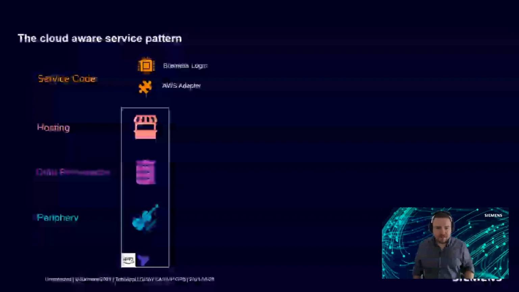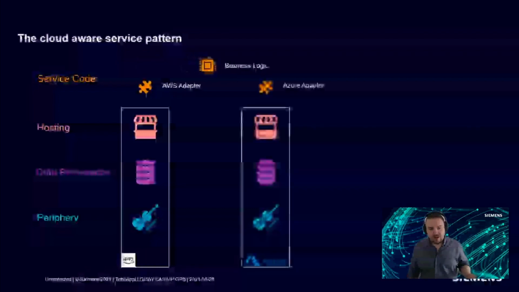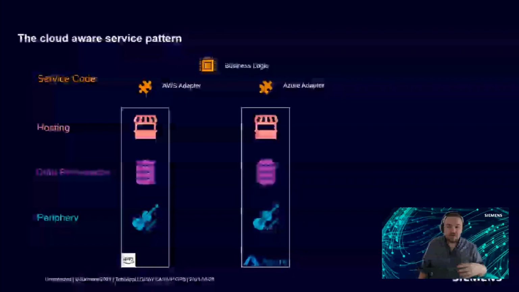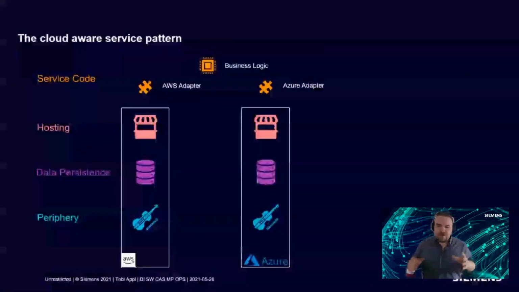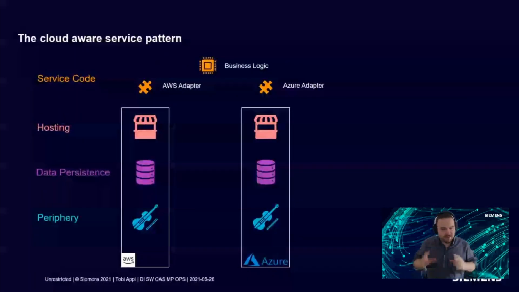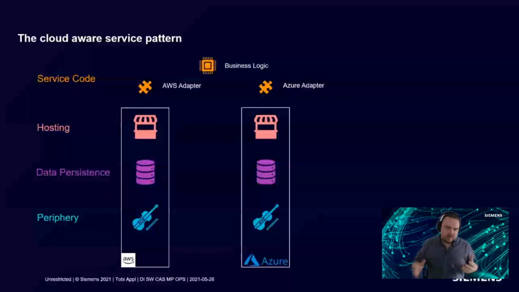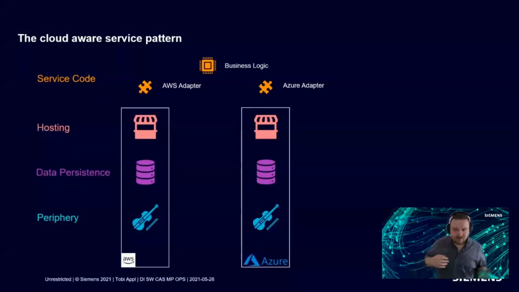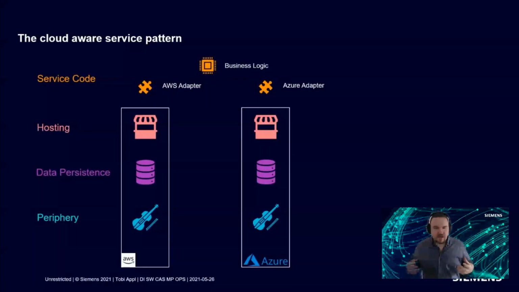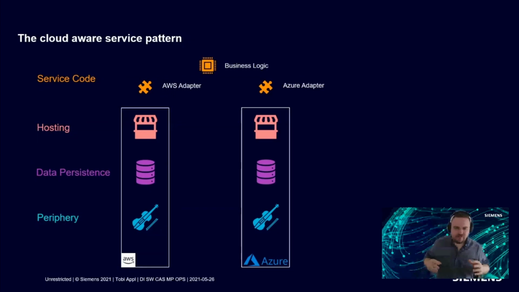That means we write a new adapter for Azure service interfacing, and we replicate the hosting stack, data persistence, and periphery with Azure native components. And I can already hear questions here, and these are the same questions that we most likely have asked ourselves, and that is, why do you use native components? Why not just port everything to Kubernetes and also the database and periphery and be happy with that?